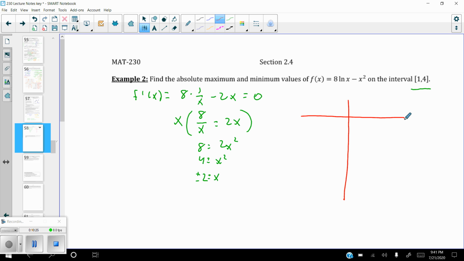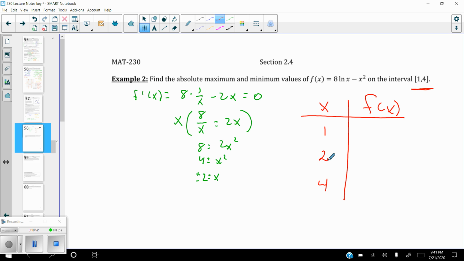Okay, I know I'm going to have x here. I'm going to have f of x here. I know I have to test my endpoints of 1 and 4. And according to this, x equals plus or minus 2. I don't need to check the negative 2 because that's not even in my domain. Up here, we didn't even start with a domain that went to negative 2. We couldn't have because the x values have to be greater than 0. So I only need to check 2.